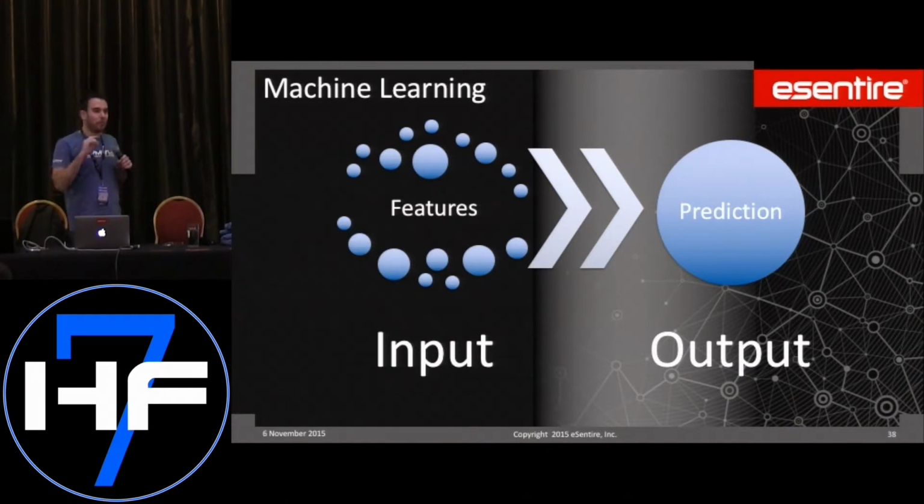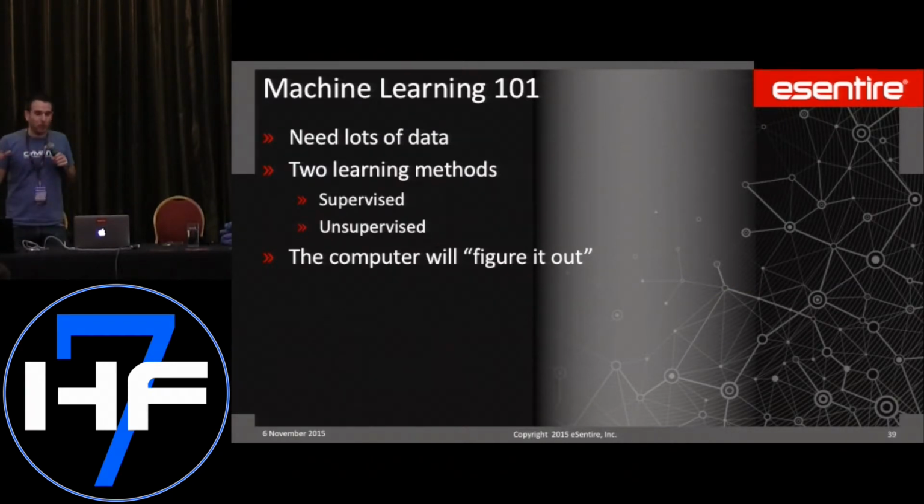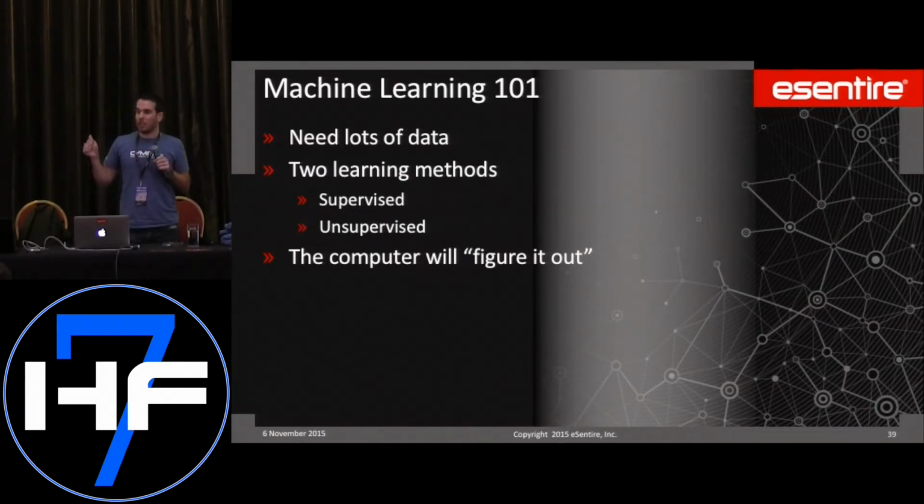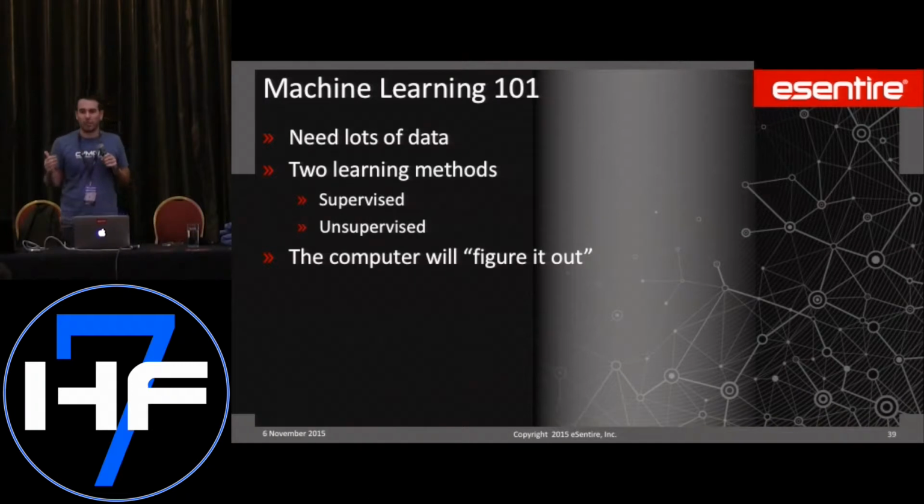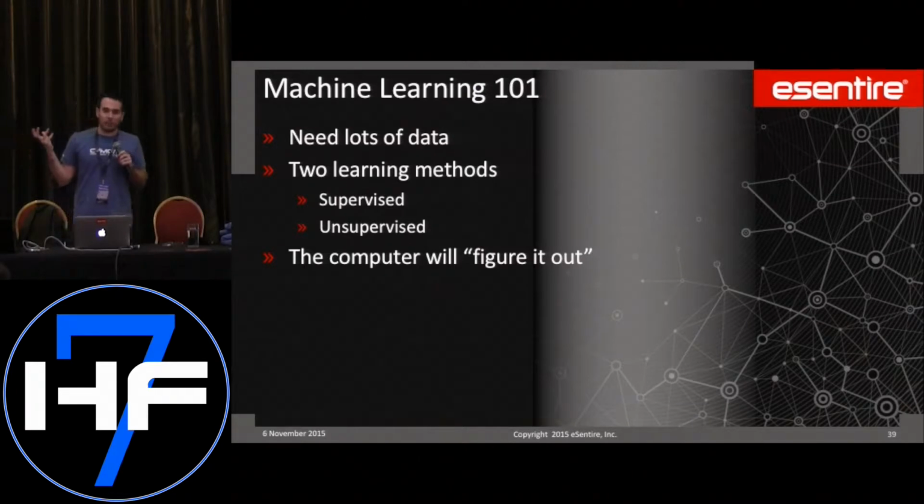Let's just do a very quick introduction to machine learning for those of you who haven't touched the subject yet. To create a reliable model, you need a lot of data to throw at it so the machine can see the patterns in the data. But that's the beauty of it. Once you have enough data, the computer figures it out on its own. And that's the real magic behind it.